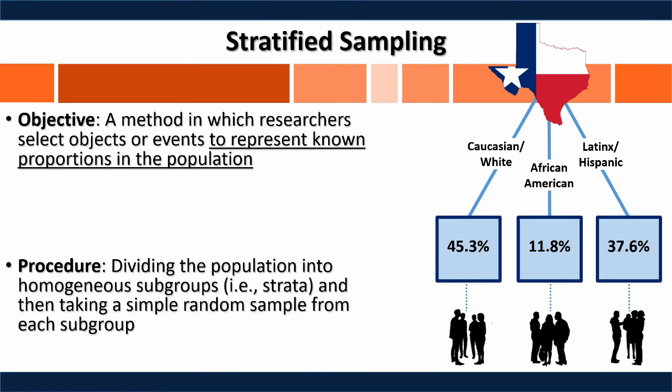You would then divide your sampling frame by ethnicity and then randomly select using either simple random sampling or systematic sampling from each strata using the proportions to create a sample. To use a crude example, if you needed 1,000 participants, you would randomly select 453 participants from the Caucasian white subgroup, 118 participants from the African American African origin subgroup, and 376 participants from the Latinx Hispanic origin subgroup, and so on.